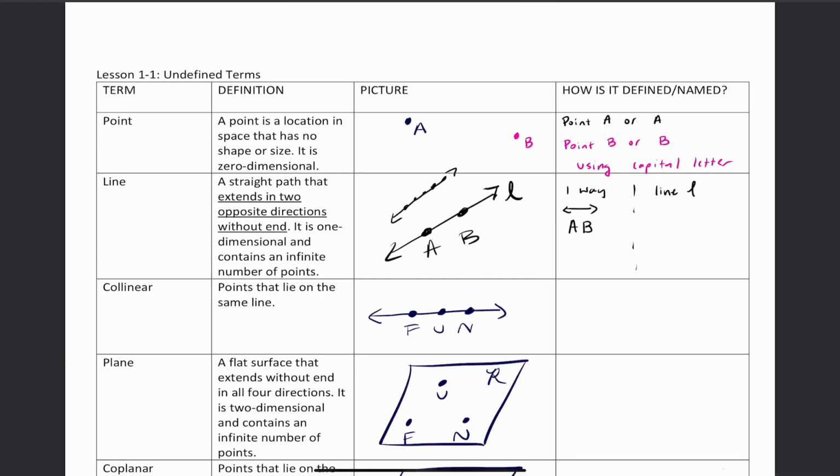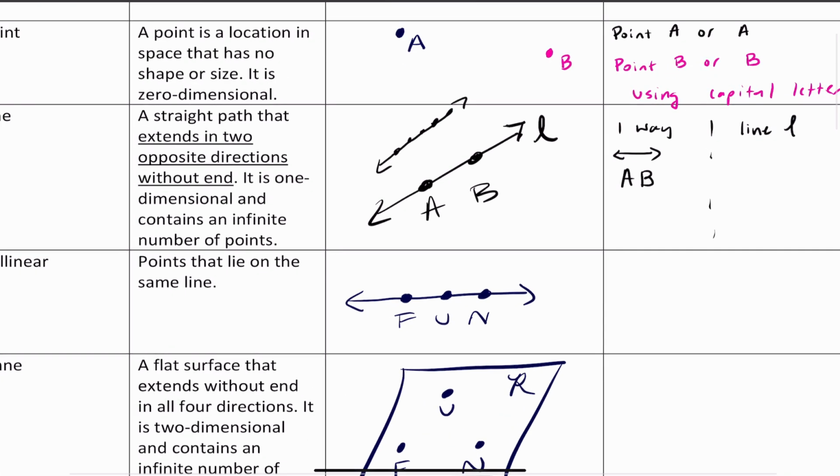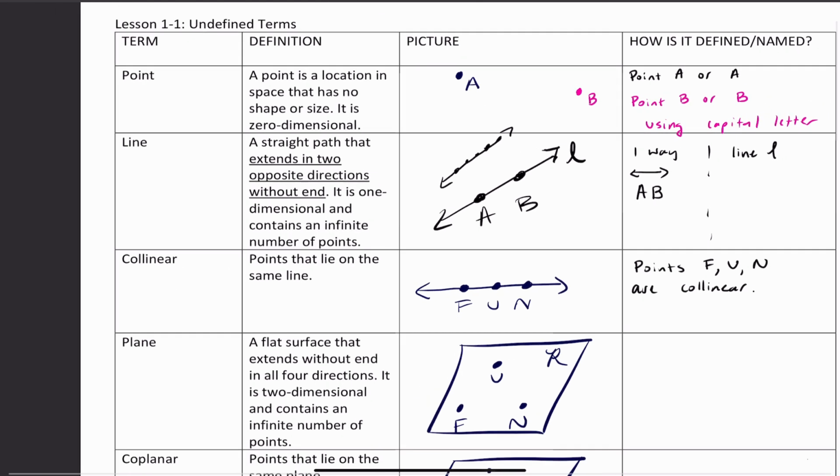Collinear are points that lie on the same line. So again, when it comes to lines, you're going to draw that line with arrows on both ends, and see that you have a point here, a point here, and a point here. These points lie on the same line, therefore these points are collinear. So you're going to write that down. So points F, U, N are collinear. Again, these points F, U, N are collinear.